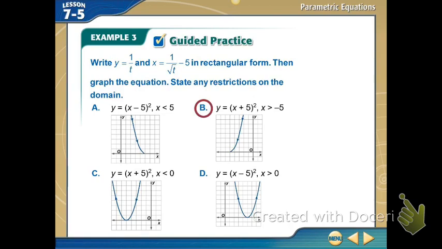So you should have found that the correct answer is B. And you'll notice that in B there's a restricted domain. The x has to be greater than negative 5.